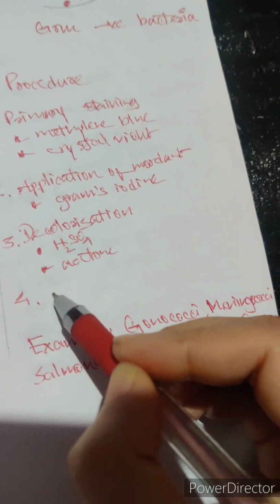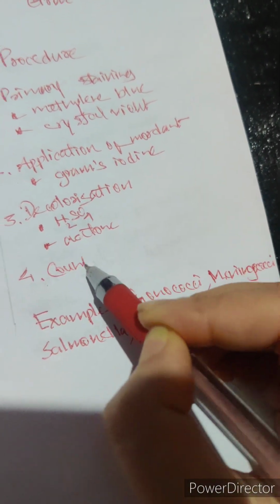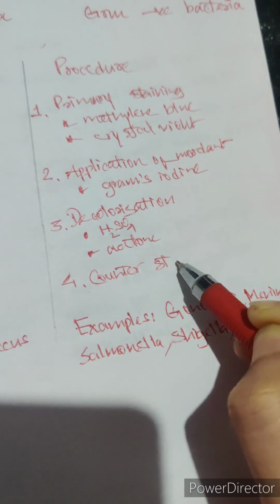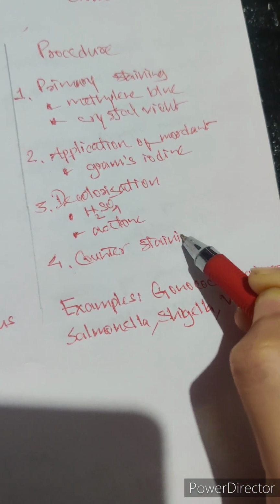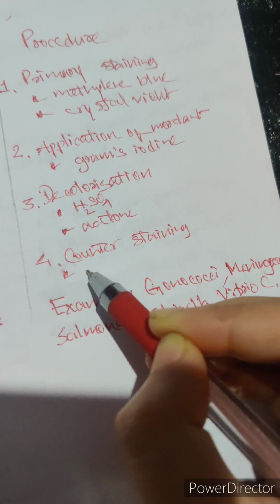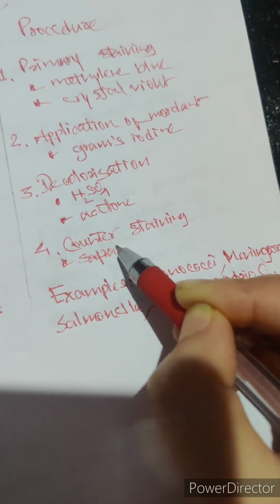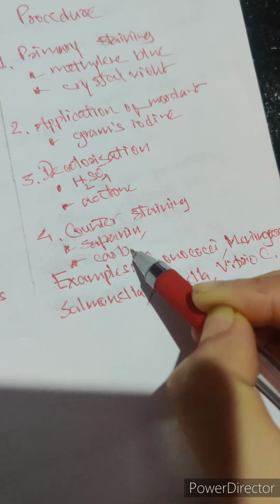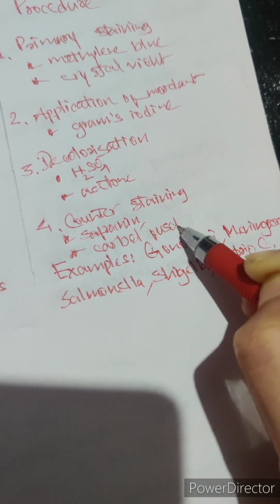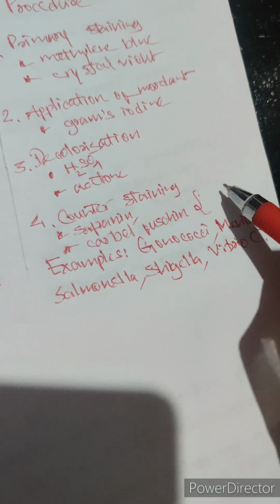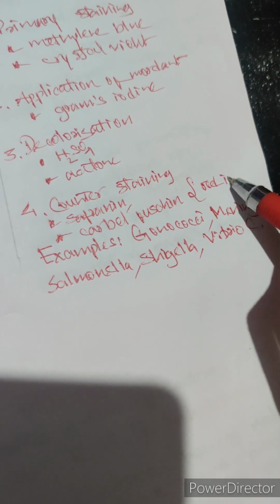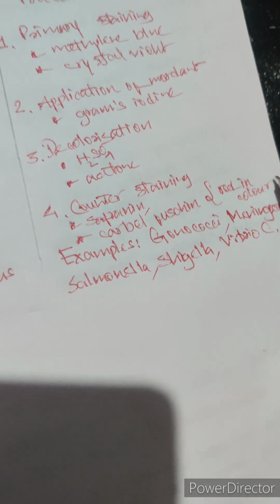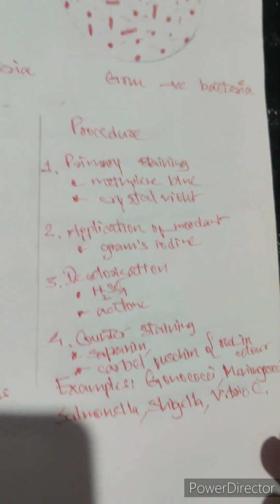So the fourth step is your counter staining. Here we take the same safranin or your carbol fuchsin. Let me remind you, both these dyes were red in color.